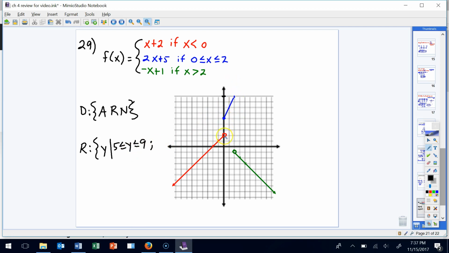And then the rest of the y's start at positive 2 and go down forever, but we're not going to include positive 2. So we're going to say the rest of the y's will be all of the y's less than 2. And that takes care of the domain and range and the graph. Okay, so just a reminder of how to do piecewise defined functions.